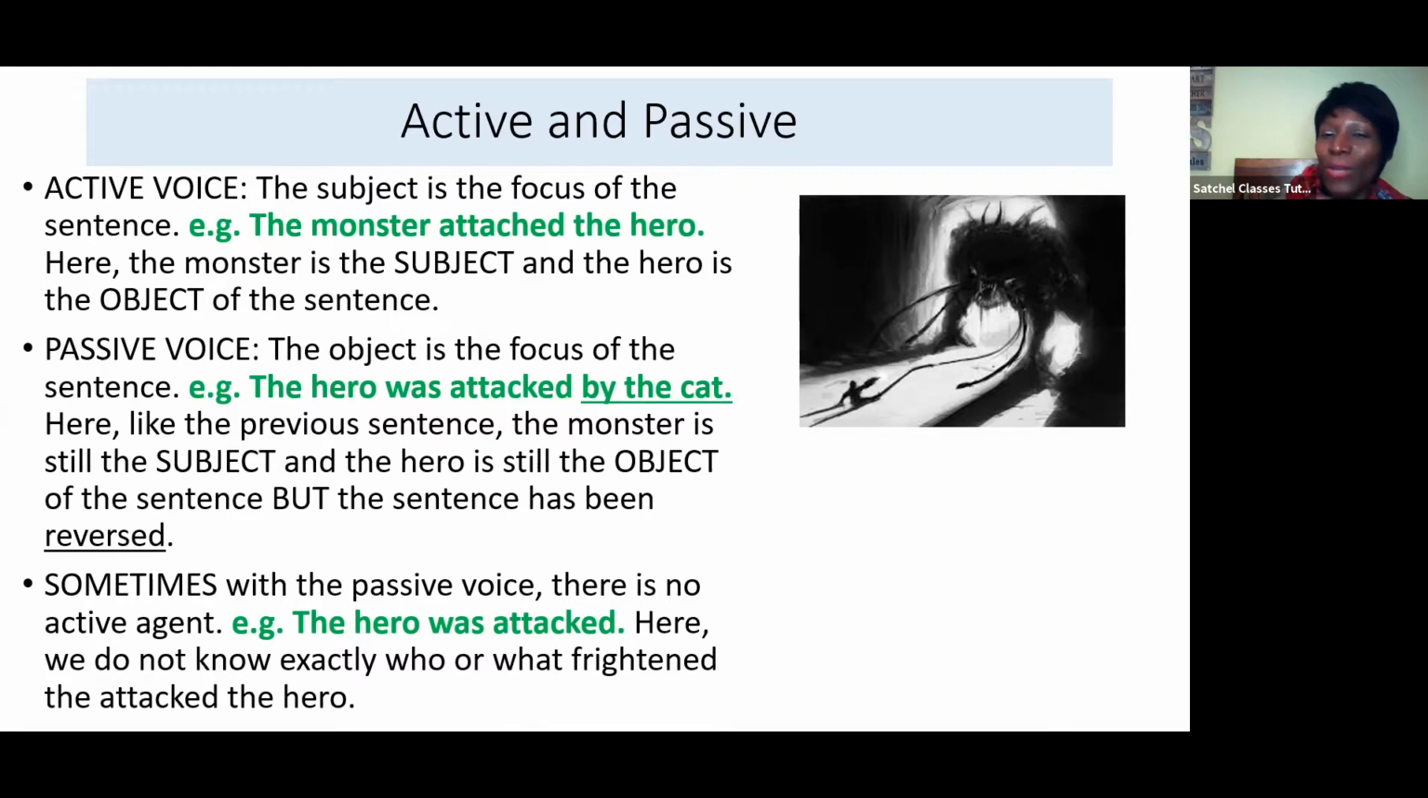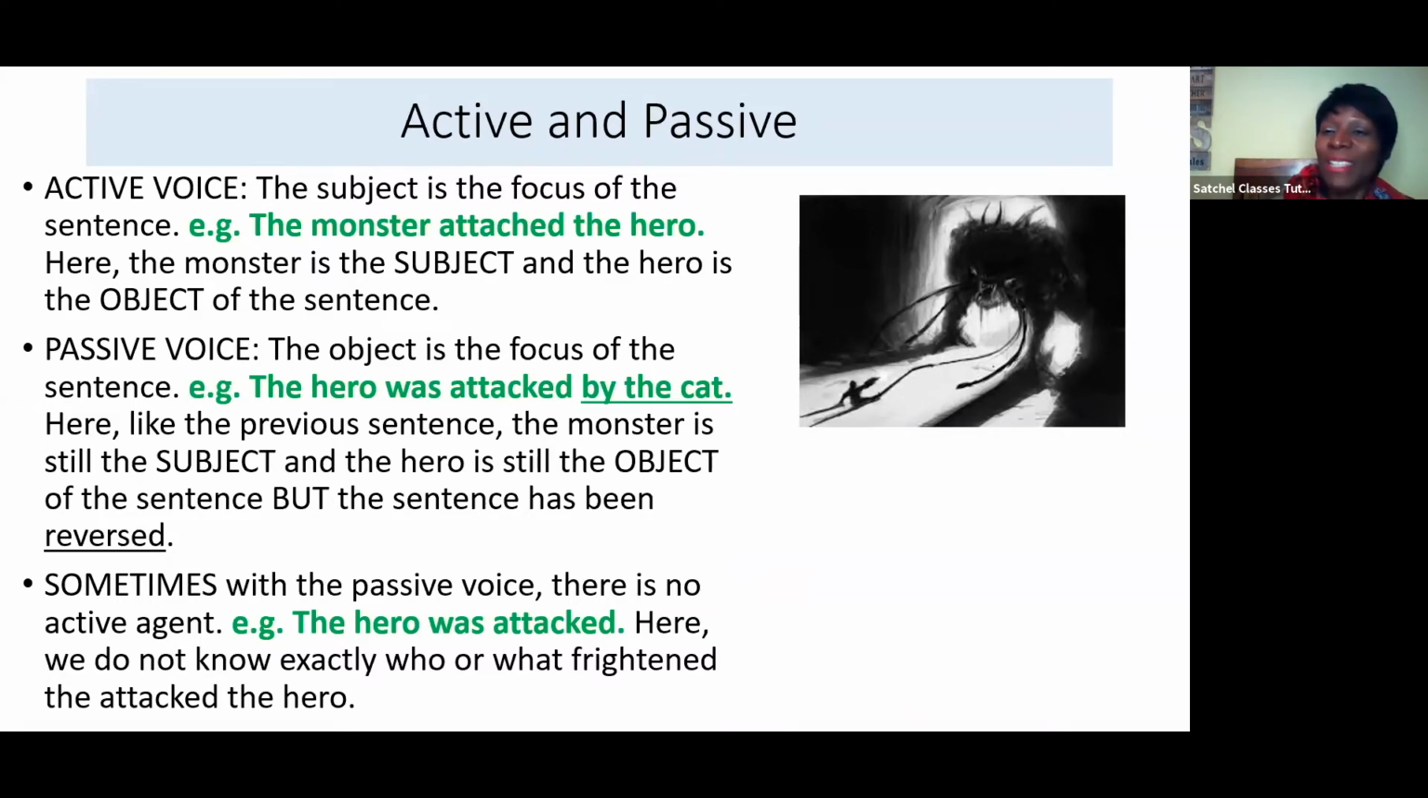The hero was attacked by this vicious, terrifying, ferocious cat-like beast. So in the previous sentence, the monster was the subject, the main agent, the main person acting. And now we've switched it around. The hero was attacked by the monster, this ferocious, vicious, beast-like cat.